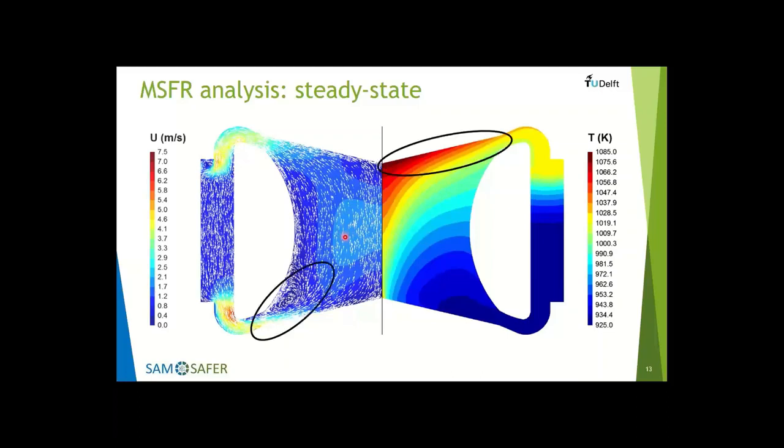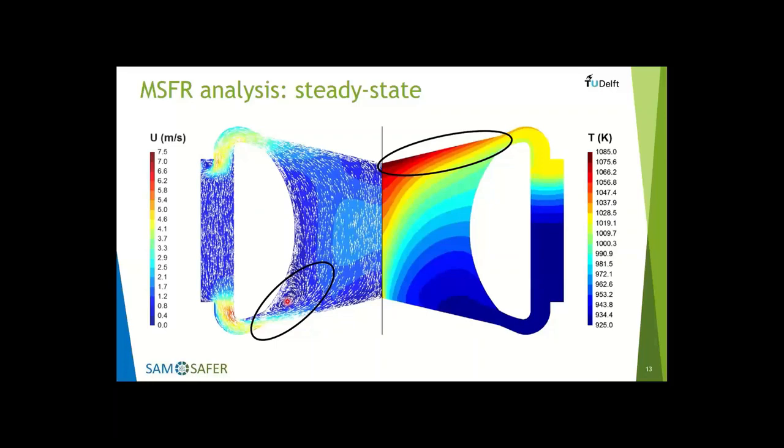Another interesting thing to notice is that there is a recirculation region inside the reactor. There is a boundary detachment, but this does not lead to local hotspots. So from this point of view, it's good. There is no safety concern, let's say, but this definitely leads to pressure losses, which should be avoided.